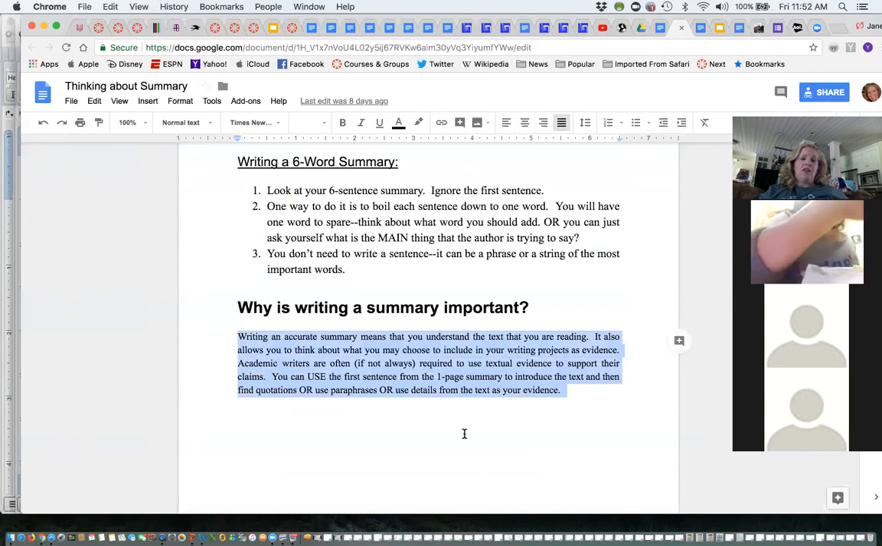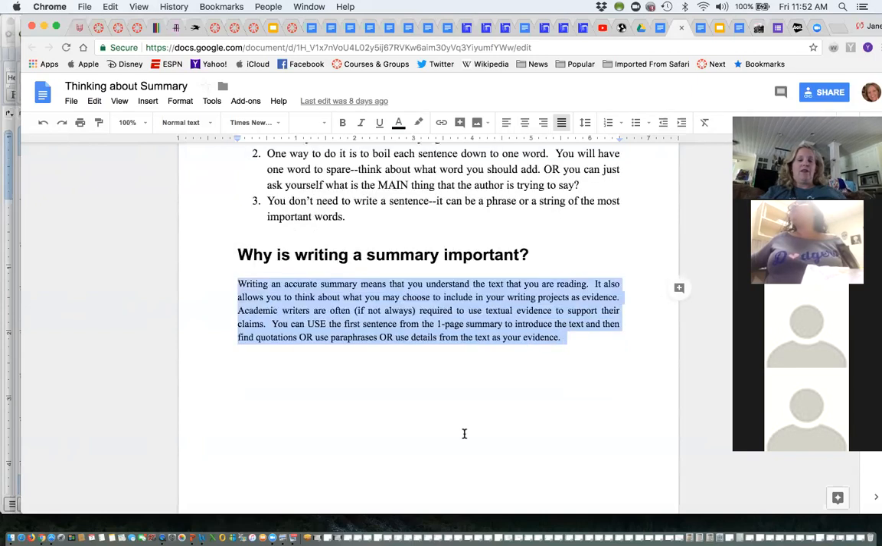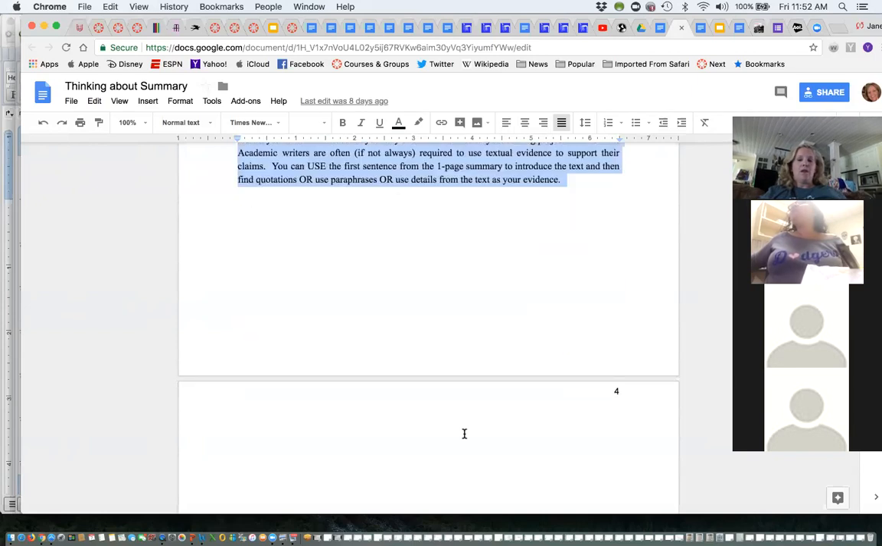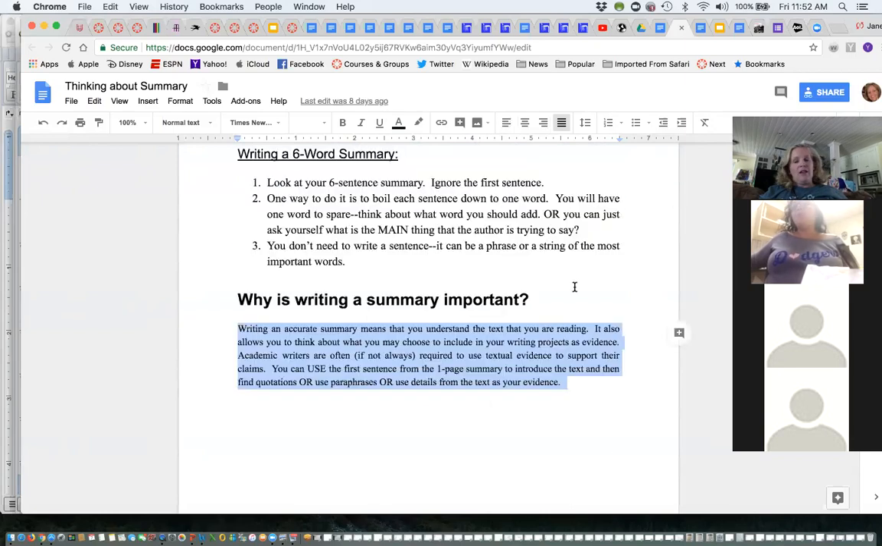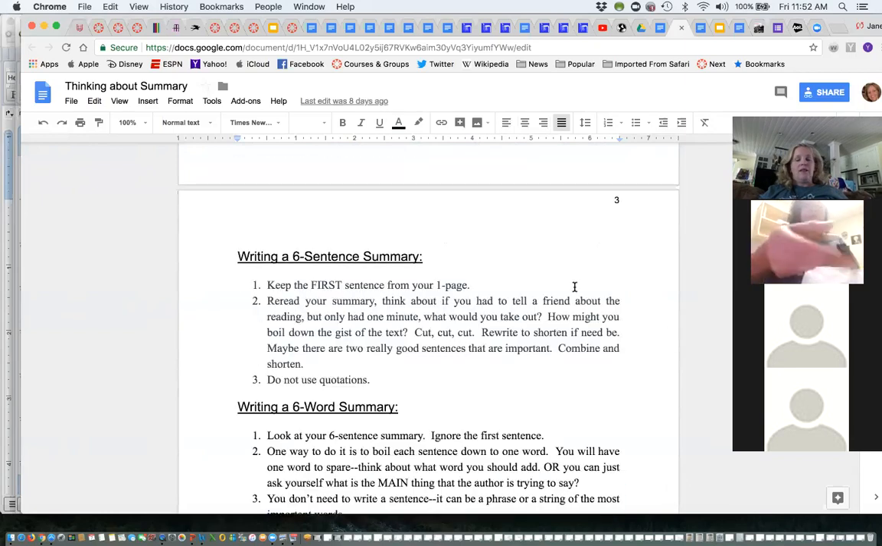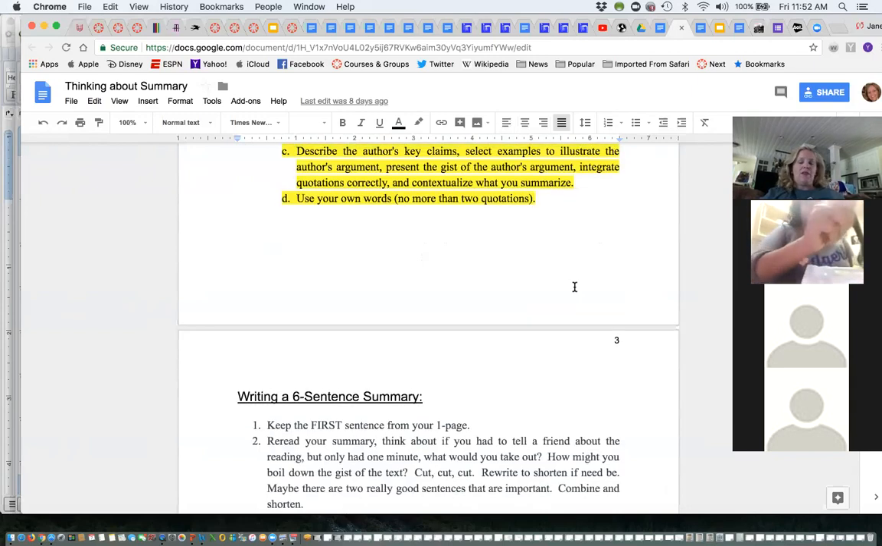It allows you to think about what you can choose to include in your writing projects as evidence. And then you can use this to help you as you think about your essay prompt and how you're going to integrate the evidence, okay? So that is the summary, and I can't hear you, Lucy, but are there any questions about the summary?